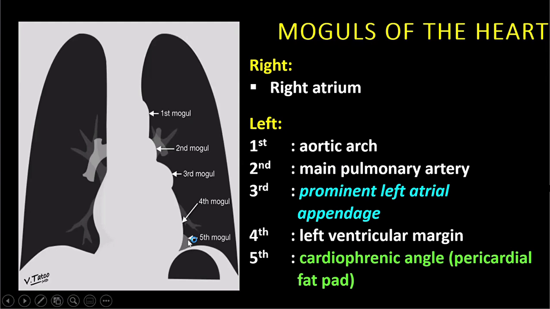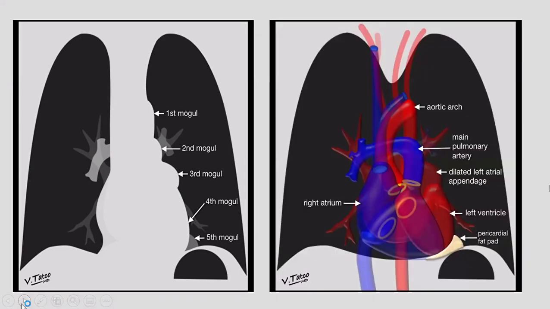So to sum up, for the left moguls of the heart, you just have the aortic arc, main pulmonary artery, and left ventricular margin, which you normally see. When you see the third, there must be something wrong. When you see the fifth, it can be normal. It can be just a pericardial fat pad, but it can also represent a mass lesion or a pathology.